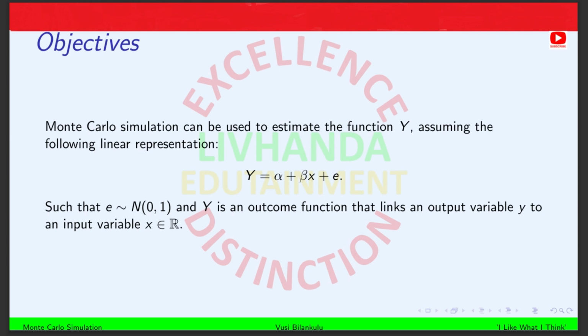A Monte Carlo simulation can be used to estimate an outcome of a specified linear regression model. Such an outcome can be represented as a linear function of some specific parameters, say alpha and beta, relatable mathematically as y equals alpha plus beta times x plus an error term, such that the error term is standardized and normally distributed. Importantly, x must be a real number. Y is an outcome function that links an output variable to an input variable. In practice, important questions are which values of estimates to expect, how often, and from where. In the next slide, we look at how Monte Carlo promises answers to these bottom-line questions.